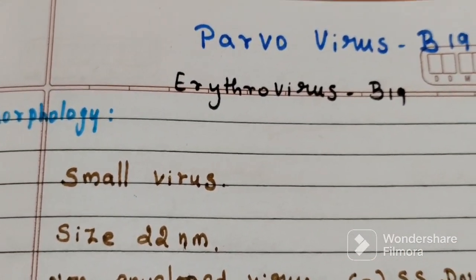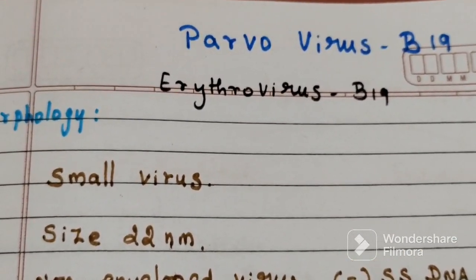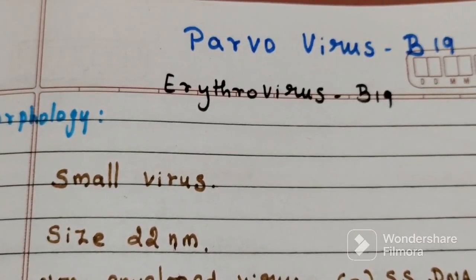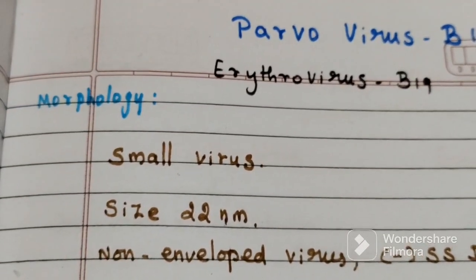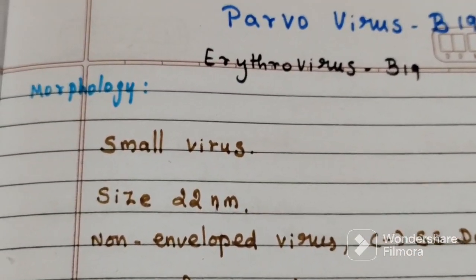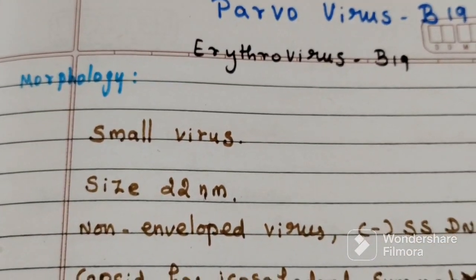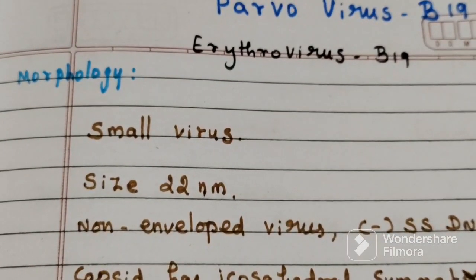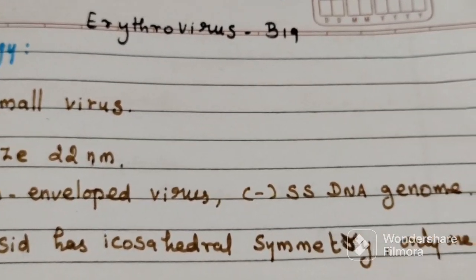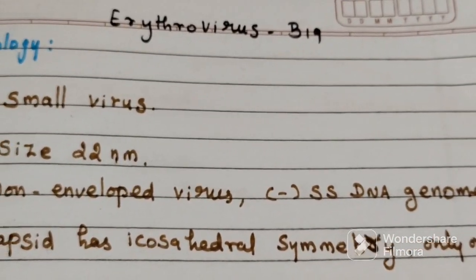Today's topic of discussion is parvovirus. This parvovirus is also known as Erythrovirus B19. Now we will discuss its morphology. It is a very small virus, 22 nanometers in size, a non-enveloped virus having a single-stranded DNA genome.